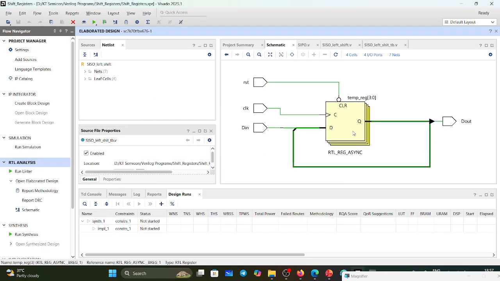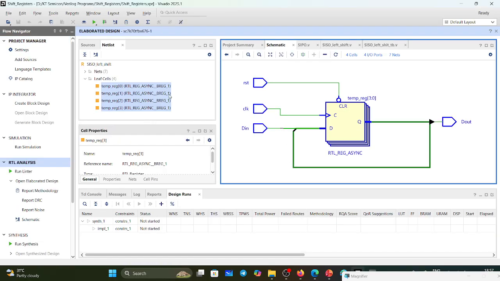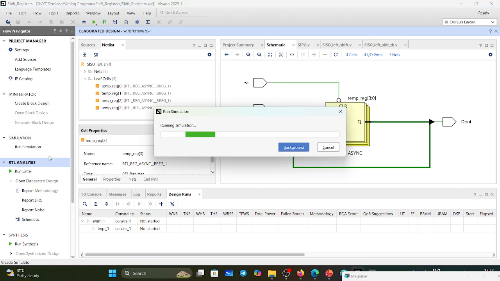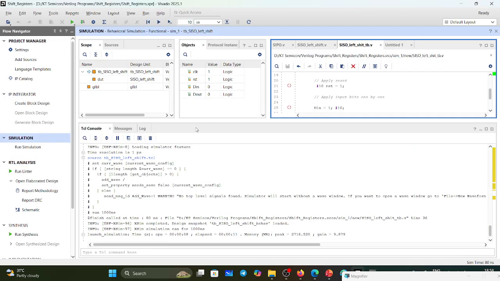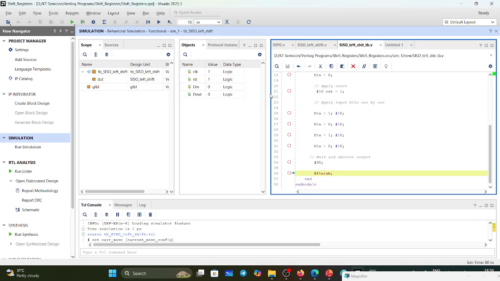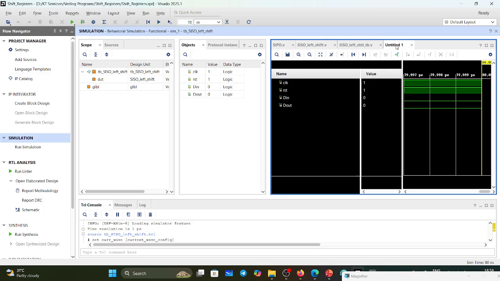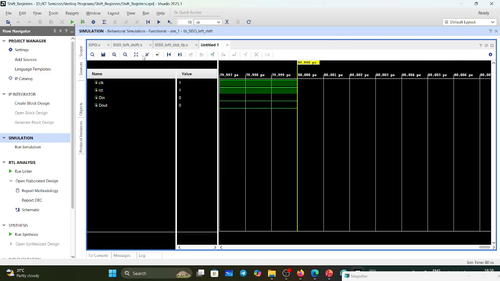See here, 4 D flip flops are there, initially. So this is reset, clock, D in and D out. Coming to the simulation, run behavioral simulation. In the test bench, I have not given any $display or $monitor statement, so in the TCL console it will not show anything. You just need to see the waveform only.